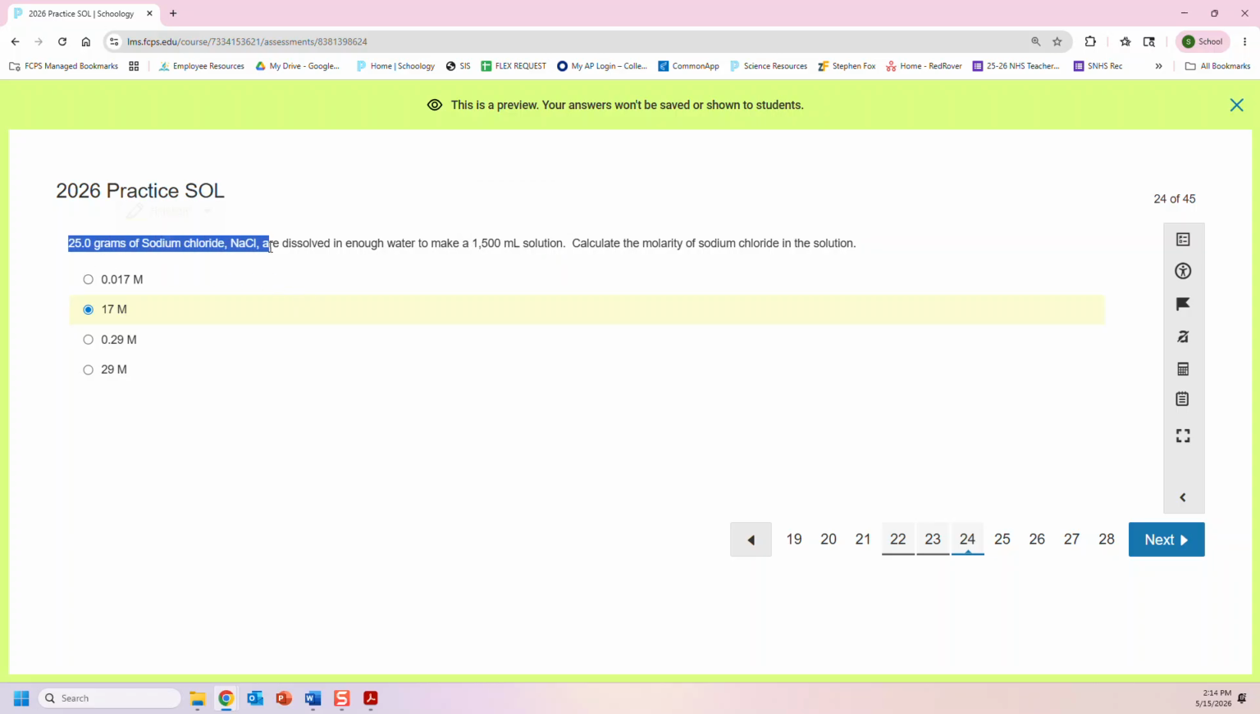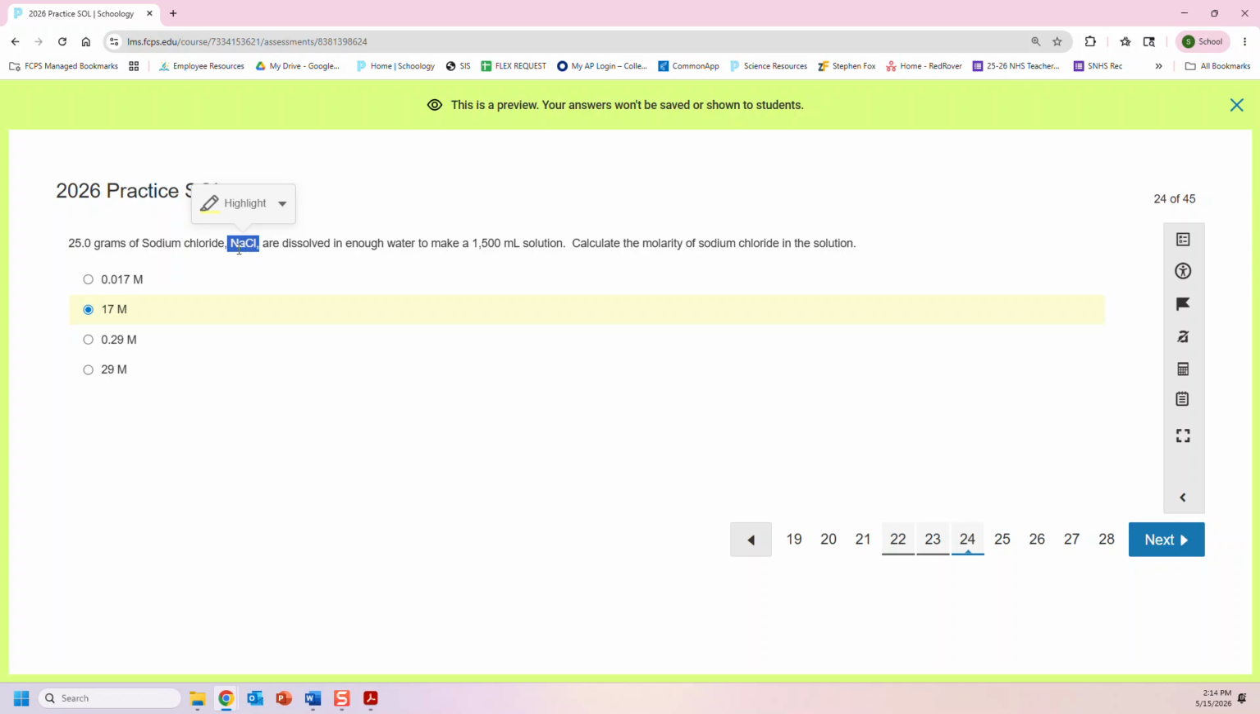And we've got to convert grams of sodium chloride to moles of sodium chloride. So sodium chloride is a compound that you should be able to come up with a formula for. So they didn't have to give it to us. But what do we need to do? We've got to convert 25 grams of this compound to moles, so we have to divide by the molar mass.